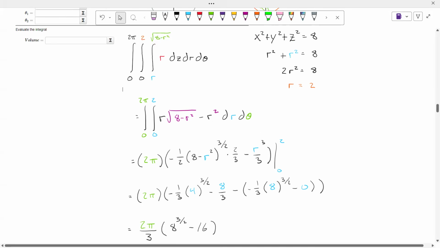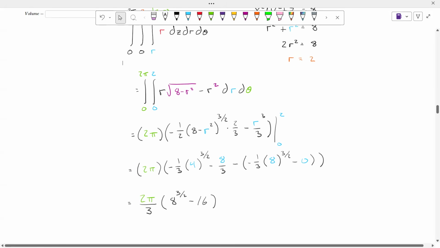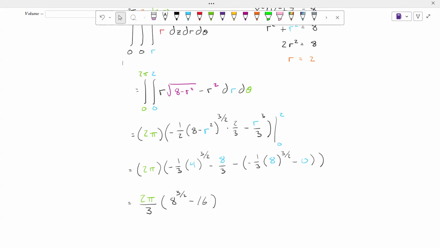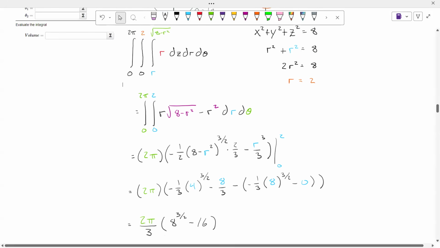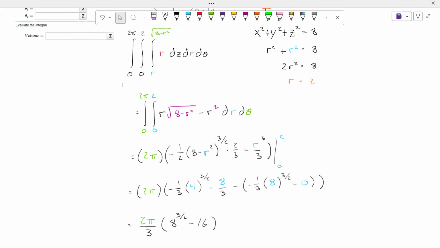dz had a top and a bottom. It's really just that r integral that requires a little bit of extra work, since we need to integrate the square root of 8 minus r squared. Fortunately, there's an r being multiplied on the outside of it because of our Jacobian. So it is integrable with a quick u substitution.